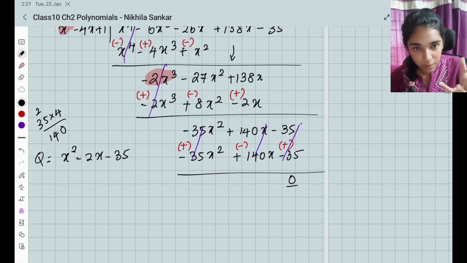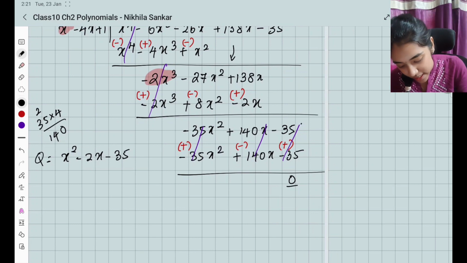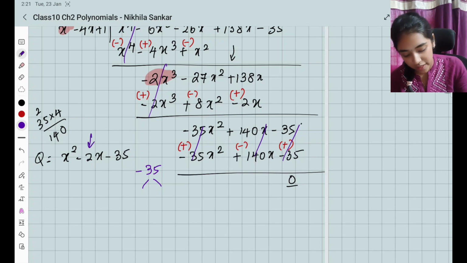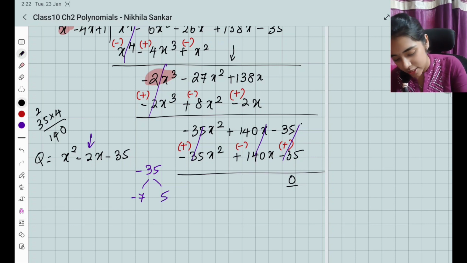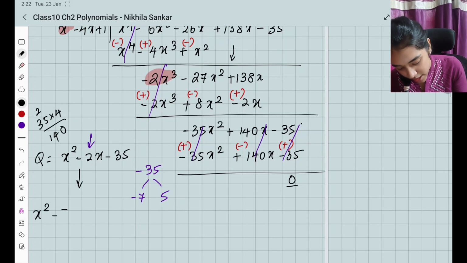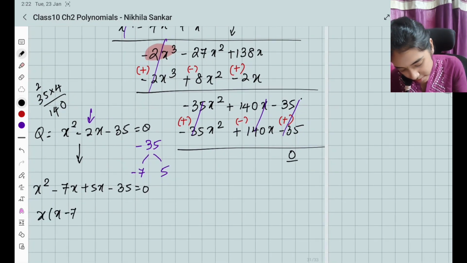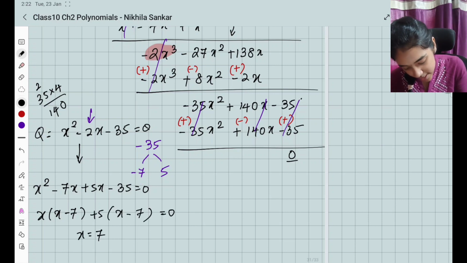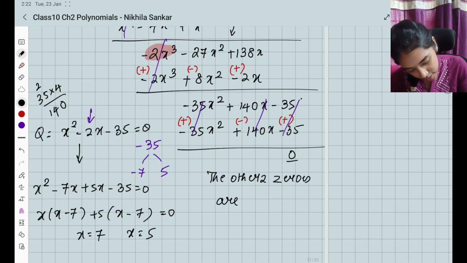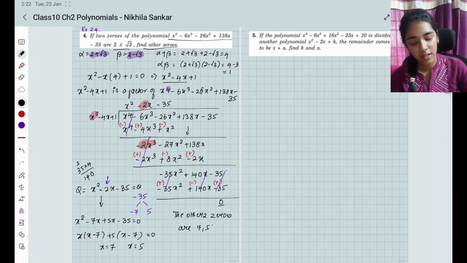Now we have to split the middle term to find what the zeros are. So we see that the product of zeros is going to be minus 35 and we want the sum of zeros to be minus 2. So shall we take 5 7s are 35? So minus 7 and 5. So when you split the middle term, we have x square minus 7x plus 5x minus 35 equals 0. So this is going to be x common, x minus 7 and plus 5, x minus 7 equals 0. You get x plus 5 equals 0. So we have x equals 7 and x equals 5. The other two zeros are 7 and 5. Okay, all of that is simple.